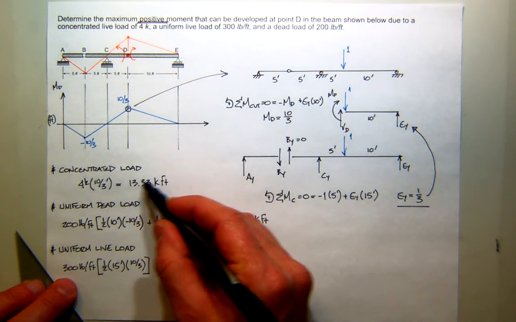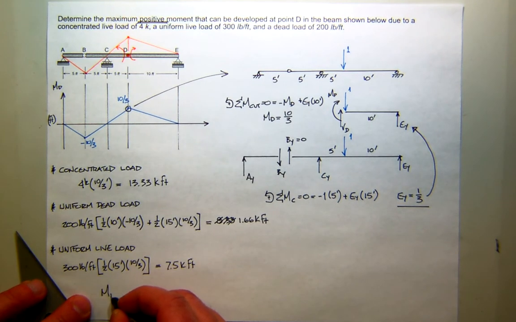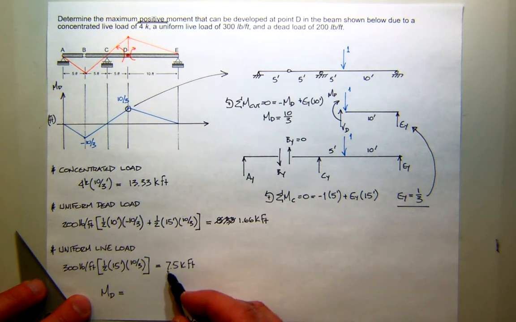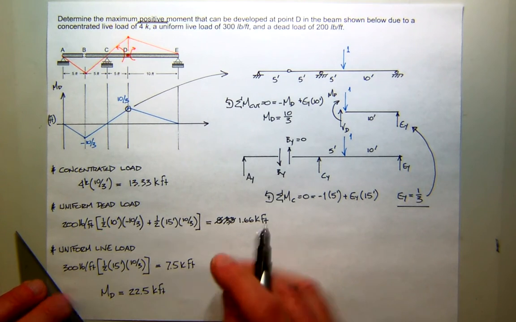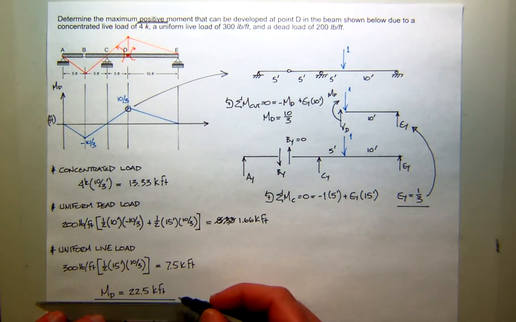So what I have to do is add all of those up. So the moment at D would be what? You add that together, you get what? 15. So that's 22.5. So that's the maximum moment at D for this loading.